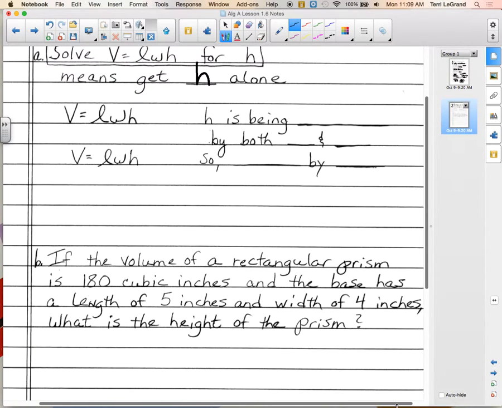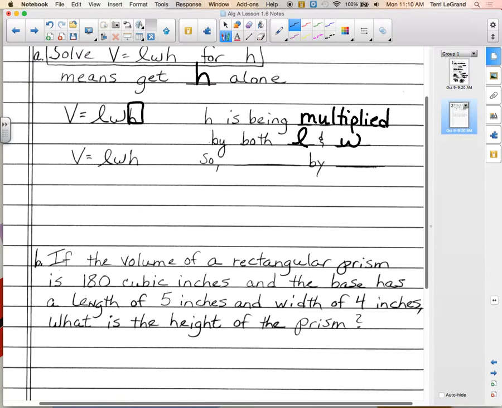V equals LWH. Look on that side where H is. This is what we want to get alone. And maybe this is what you're going to need to do sometimes: box that up and say, you know what, that's got to be by itself. What's happening on that side with it? So H is being multiplied by what? Both L and W. It's got two things it's being multiplied by. It's being multiplied by L and it's being multiplied by W.